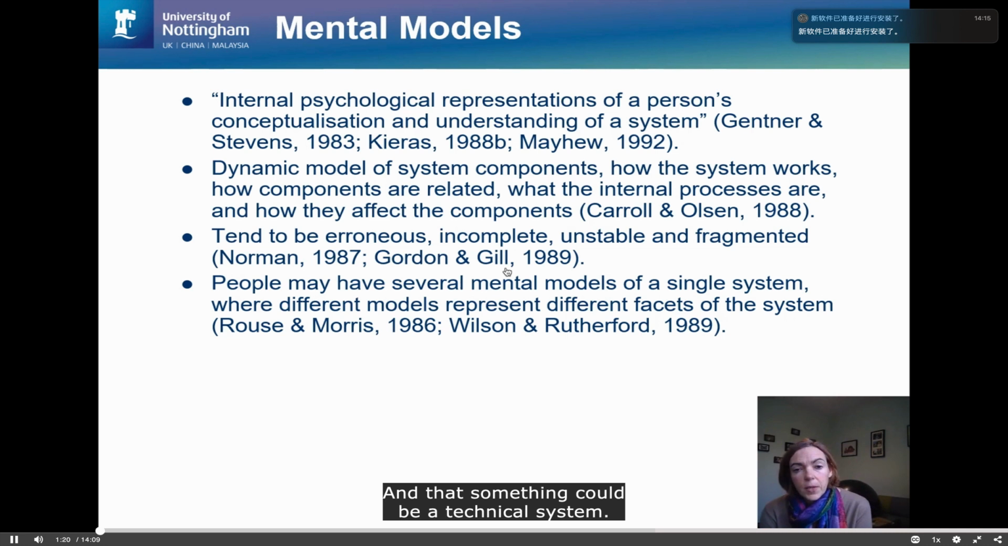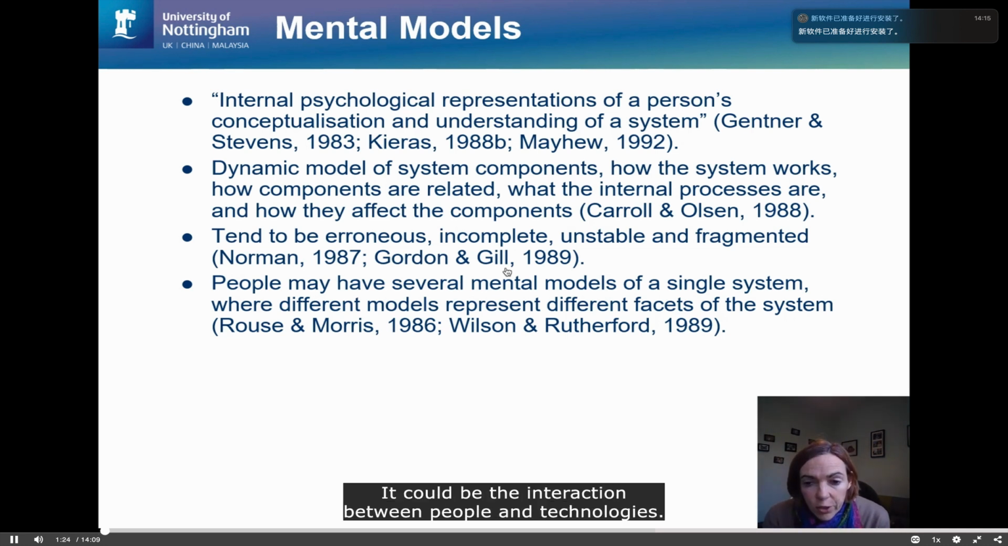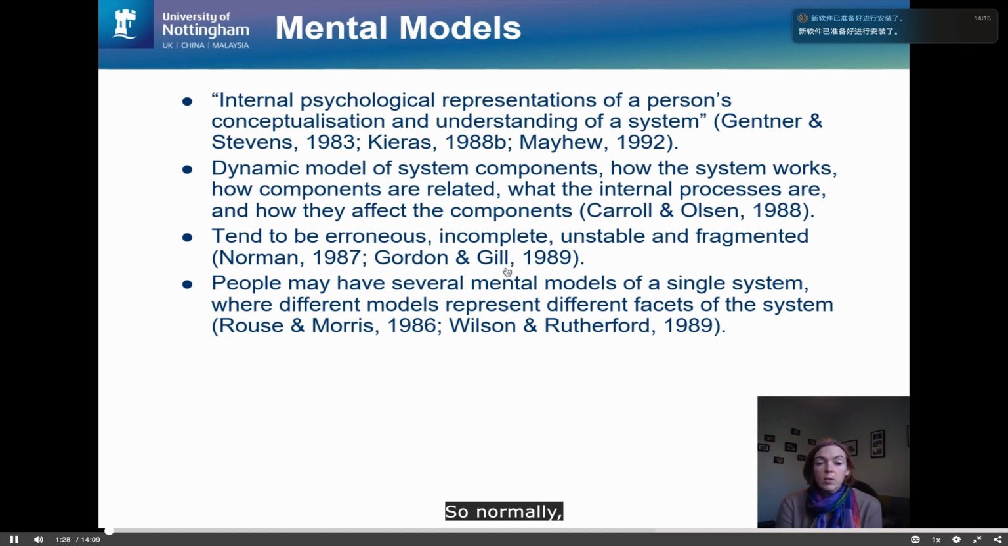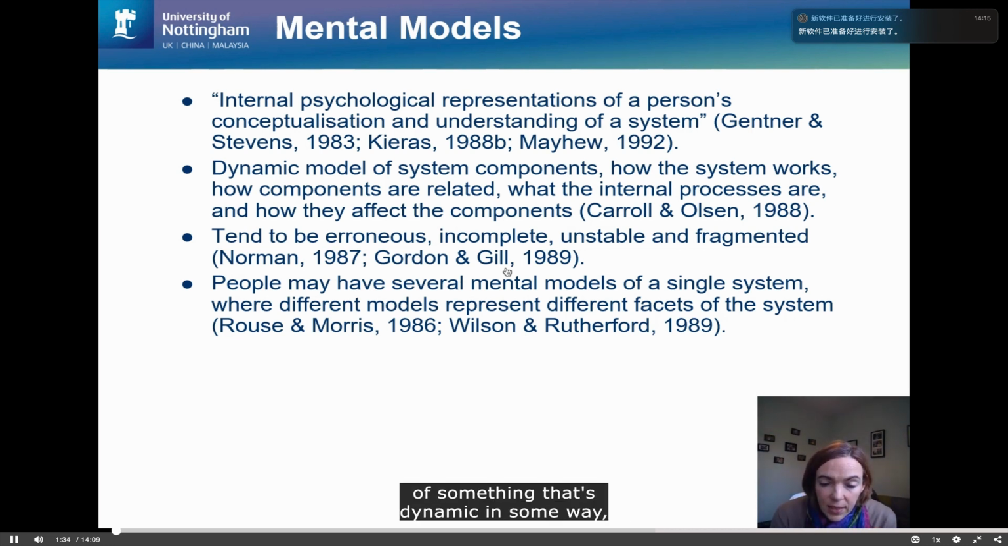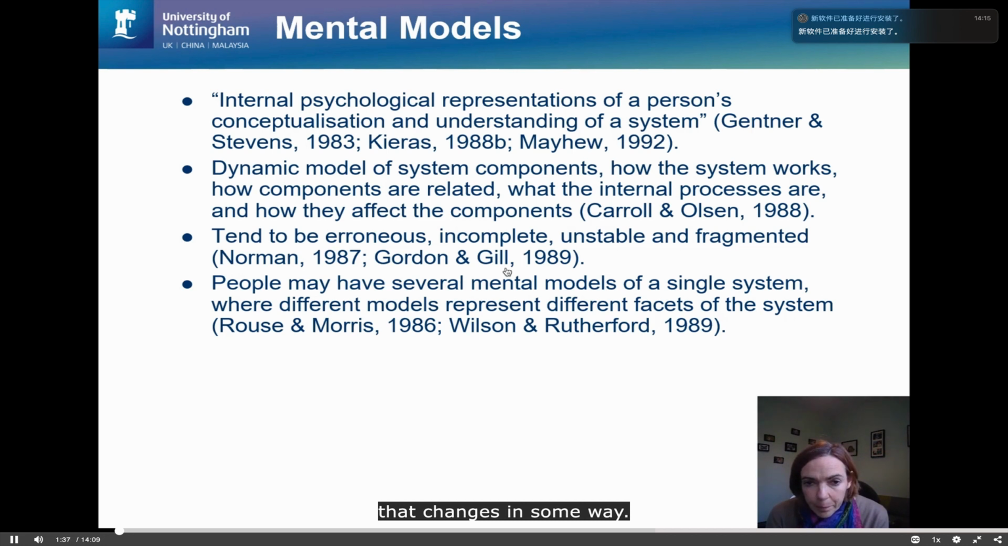And that something could be a technical system. It could be the interaction between people and technologies. So normally, a mental model is a model of something that's dynamic in some way, that changes in some way. And it can be a model of how a system works, how different elements of the system are related, and what the internal processes are, and how they affect those components.